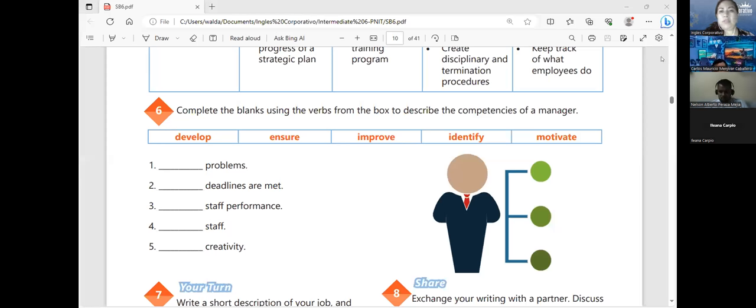We're going to be looking at vocabulary that describes the tasks, the responsibilities, or the competencies that a manager has. So we have develop, ensure, improve, identify, and motivate. Do we understand this vocabulary? The second one, I don't know the meaning of ensure. Okay, anybody have an idea what ensure is? And we're not talking about the drink.